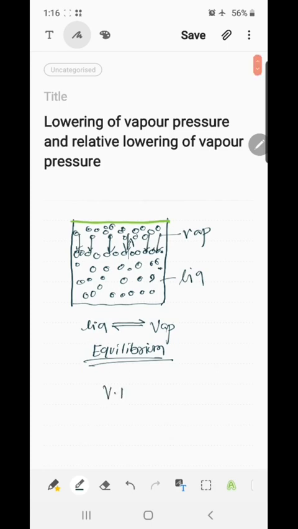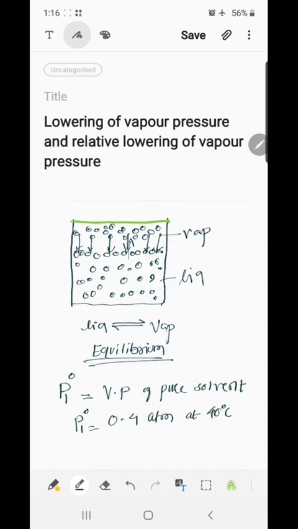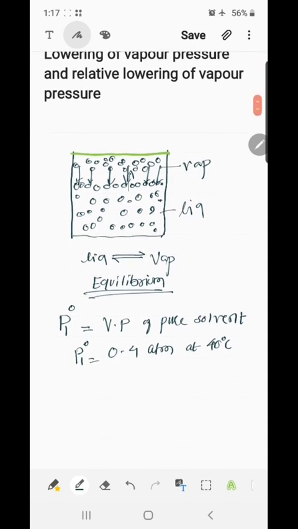we call vapor pressure. But since we have taken pure liquid, I call it vapor pressure of pure liquid, or you can say vapor pressure of pure solvent, because your solvent is liquid. So class, the symbol we write is P for vapor pressure, 0 for pure and 1 for solvent. So P1^0 is the vapor pressure of pure solvent. Say for example this value is 0.4 atmosphere at 40 degrees Celsius.